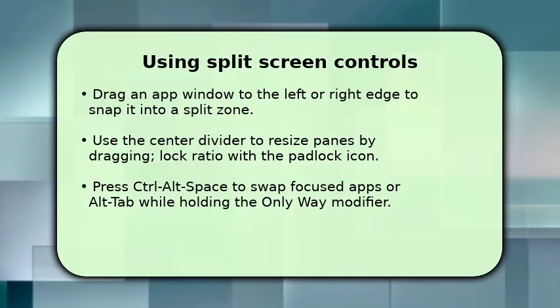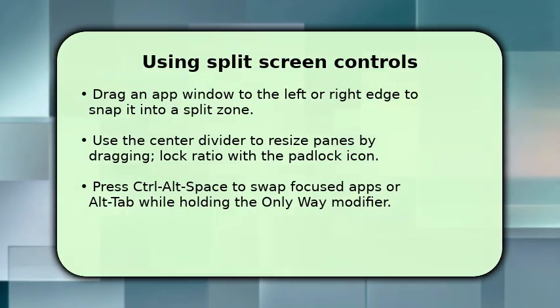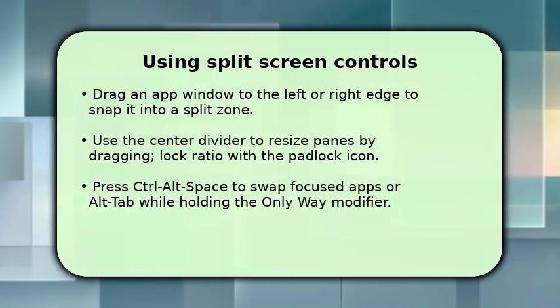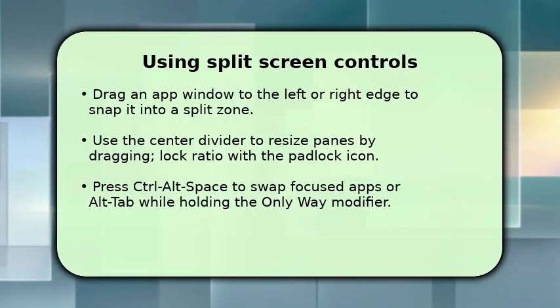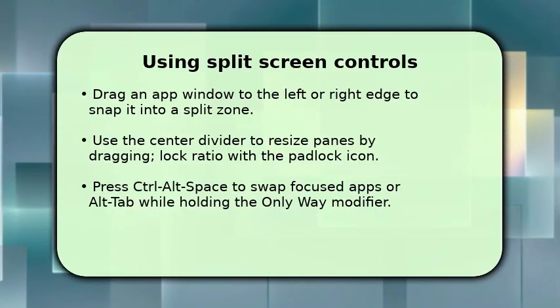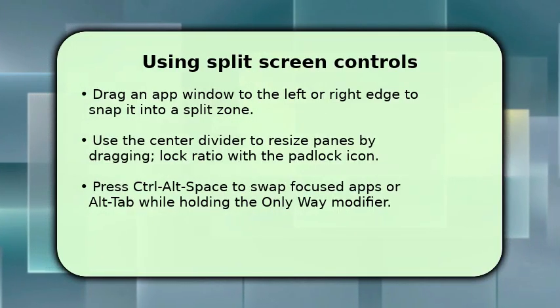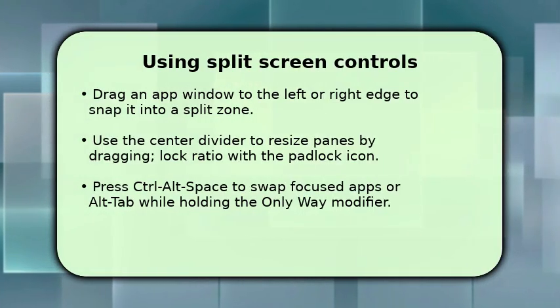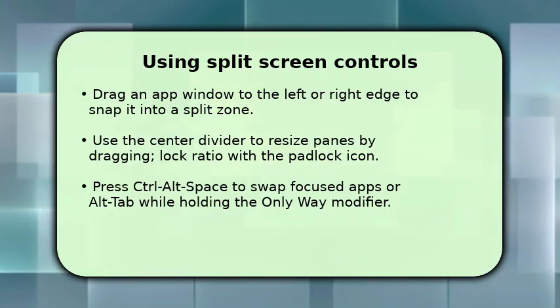Use the center divider to resize panes by dragging. Lock the ratio with the padlock icon to prevent accidental changes. Tap the top of a pane to access app controls, including swap and close. Press Ctrl-Alt-Space to swap focused apps quickly while keeping layouts intact.